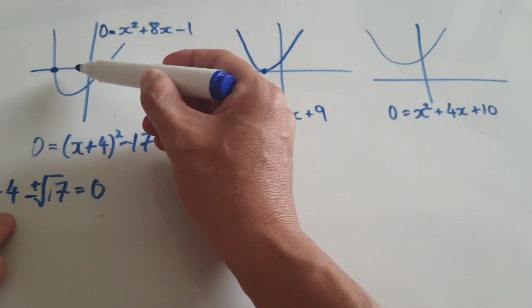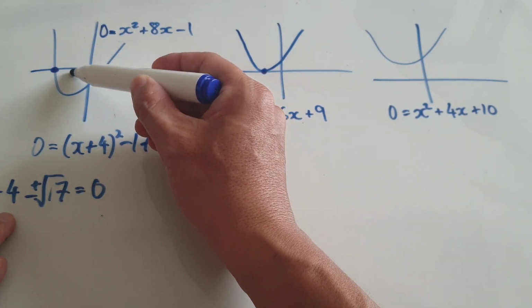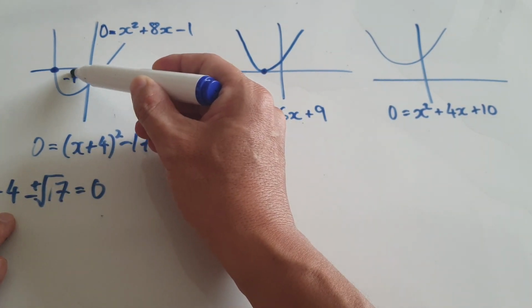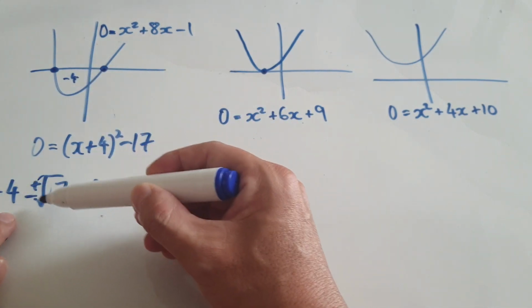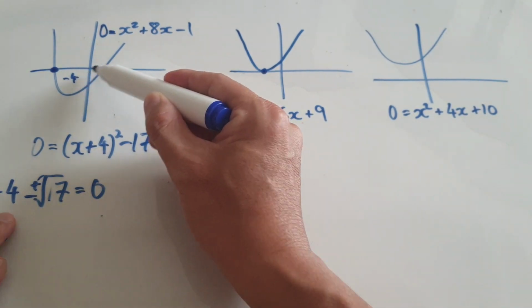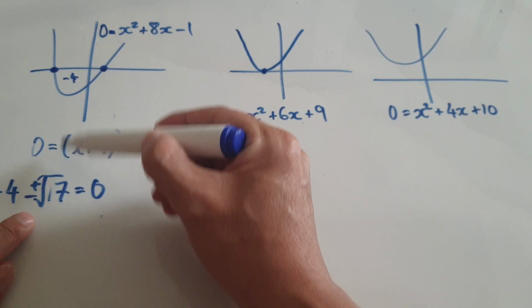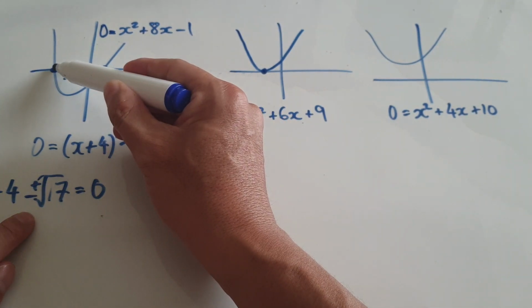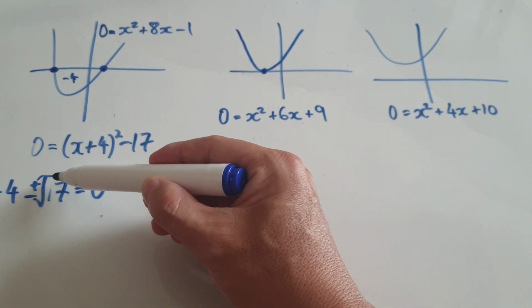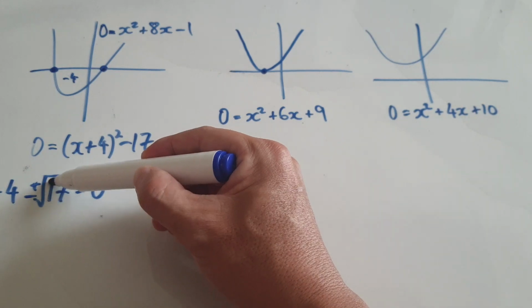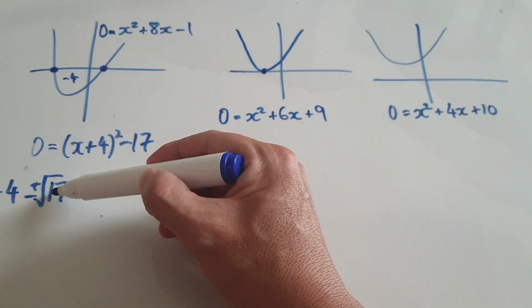The point here is that this thing here is at -4. And then if you add this square root 17, it would take you to here. If you take away this square root 17 thing, it would take you to the other root. That's why you get two solutions when you have plus minus root 17.